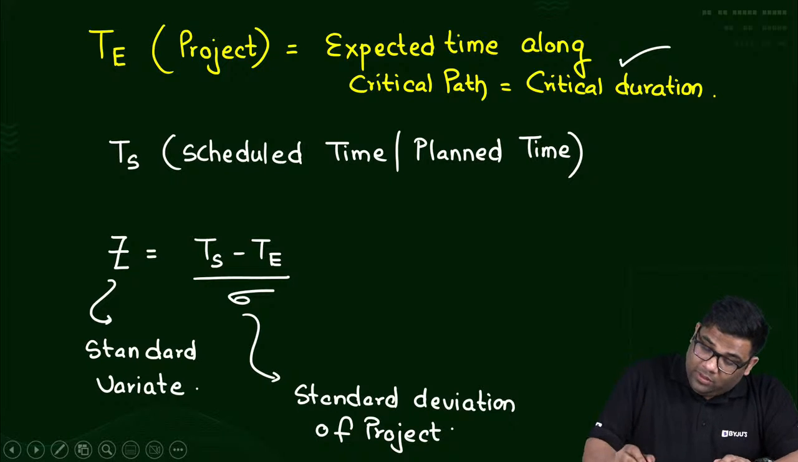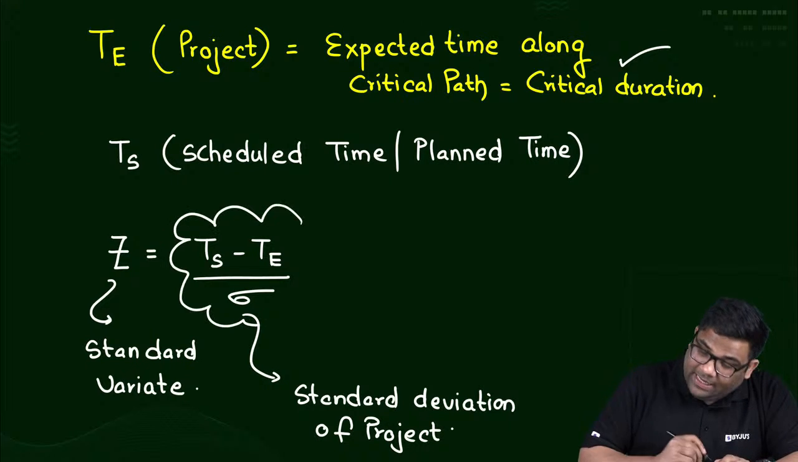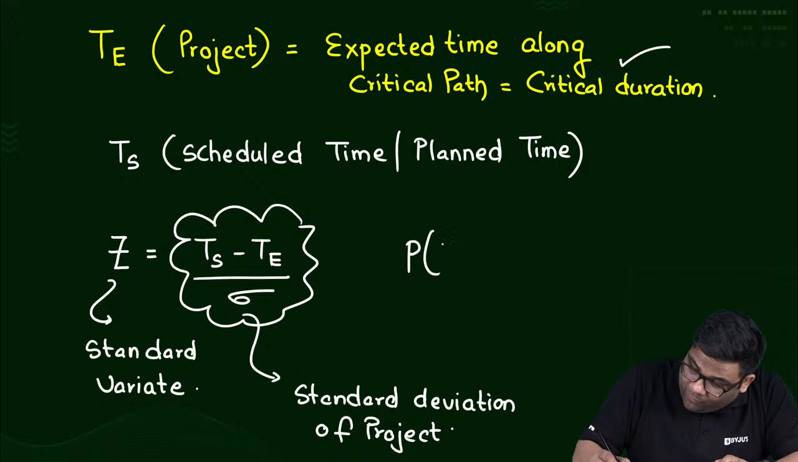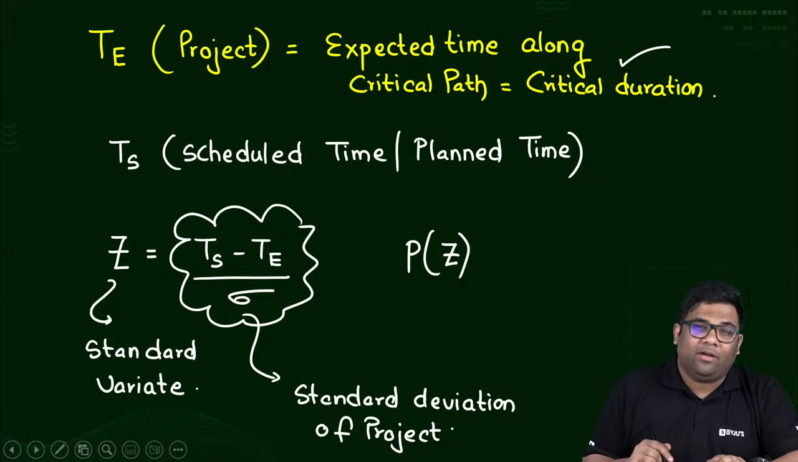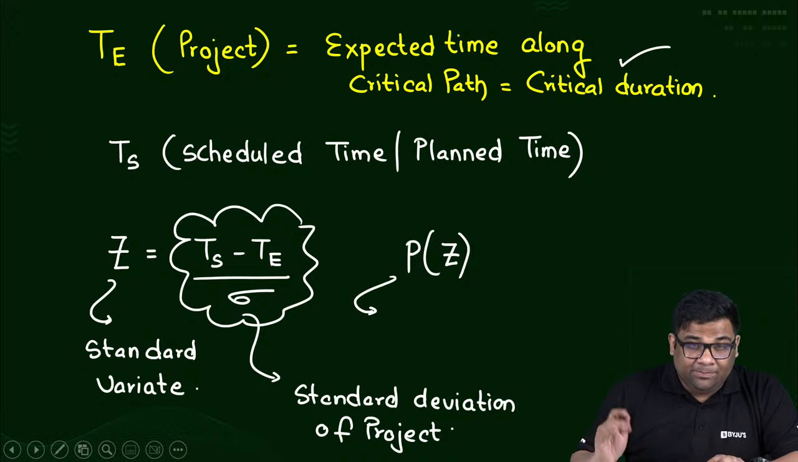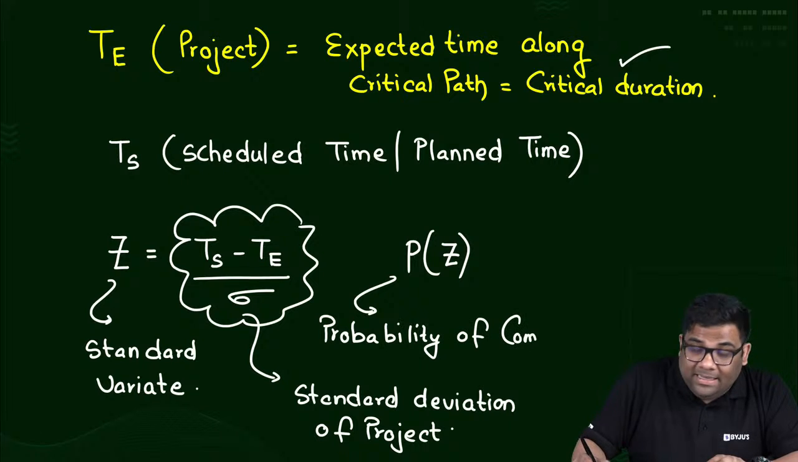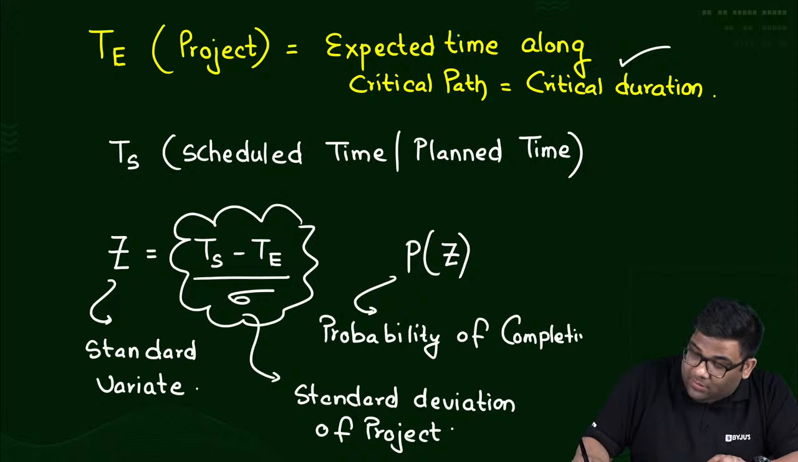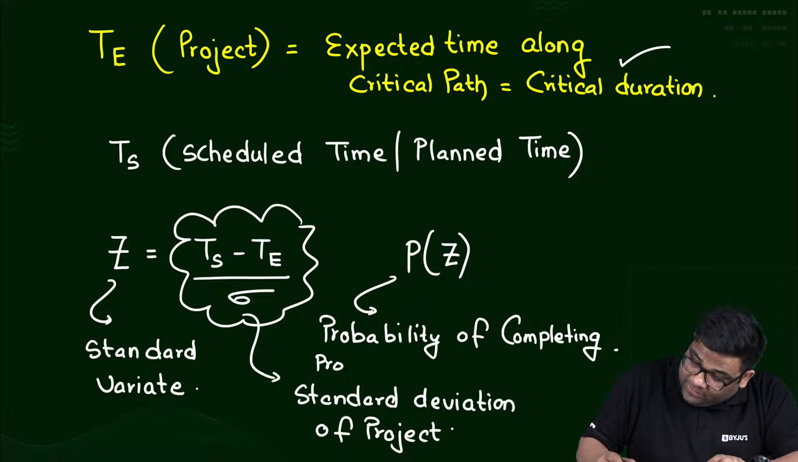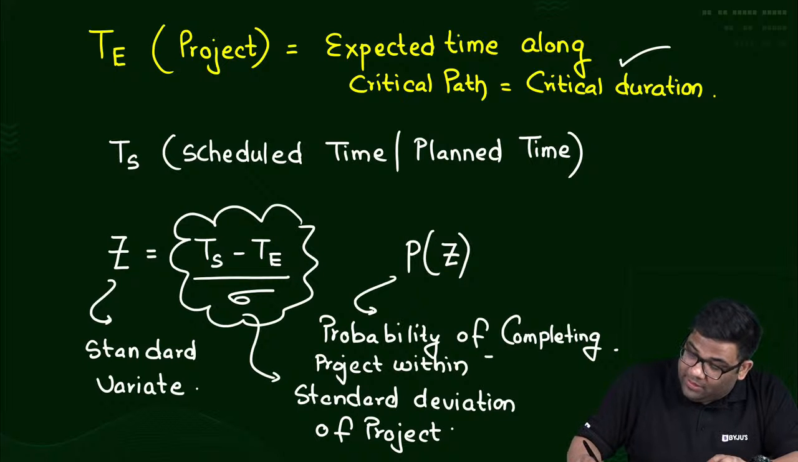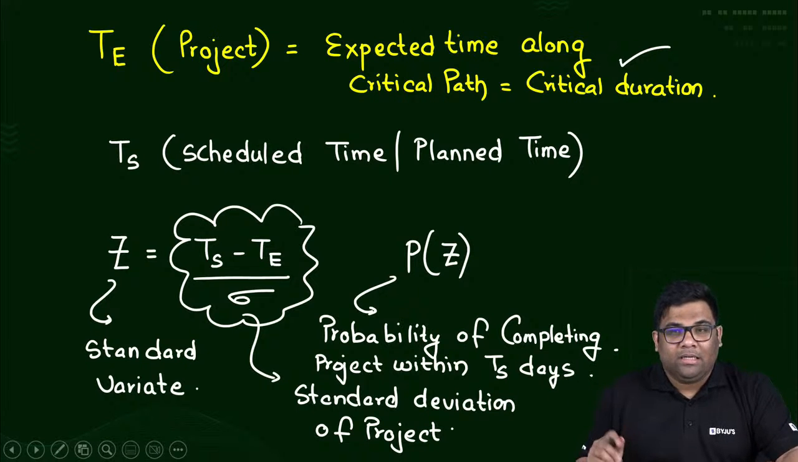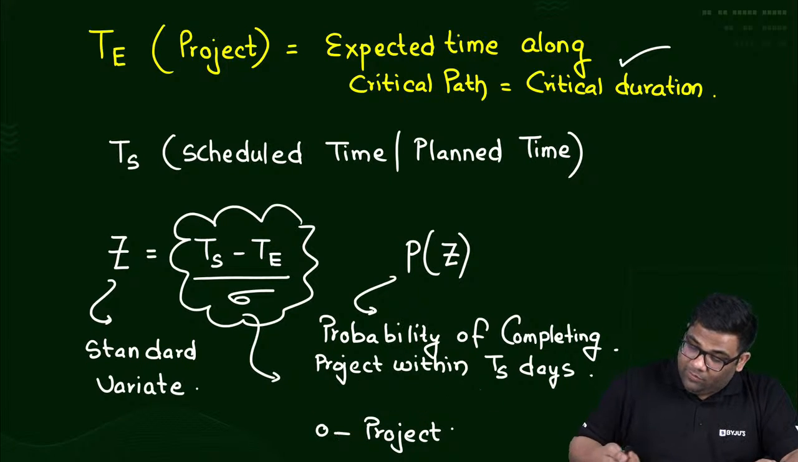So, if you can find this Z, then for each Z there will be a probability, P(Z). That data will be given. And this P(Z) will give me the probability of completing the project within your TS, the scheduled or planned days. I will give you the probability. Straightforward. We'll solve questions now, don't worry.